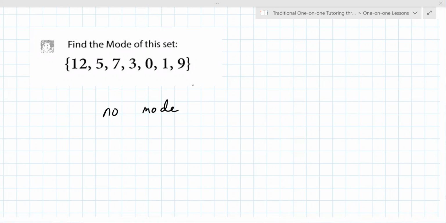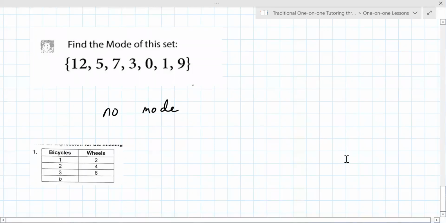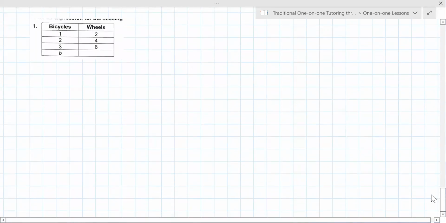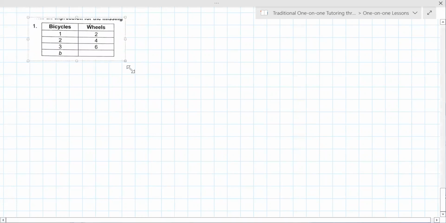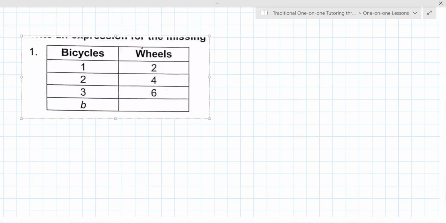Okay, let's go to page 3 and let's see if we can figure out what's going on here, because I think this is potentially very new for you. Page 3, bicycles and wheels. All right, so here are the instructions. It says write an expression for the missing value in each table.